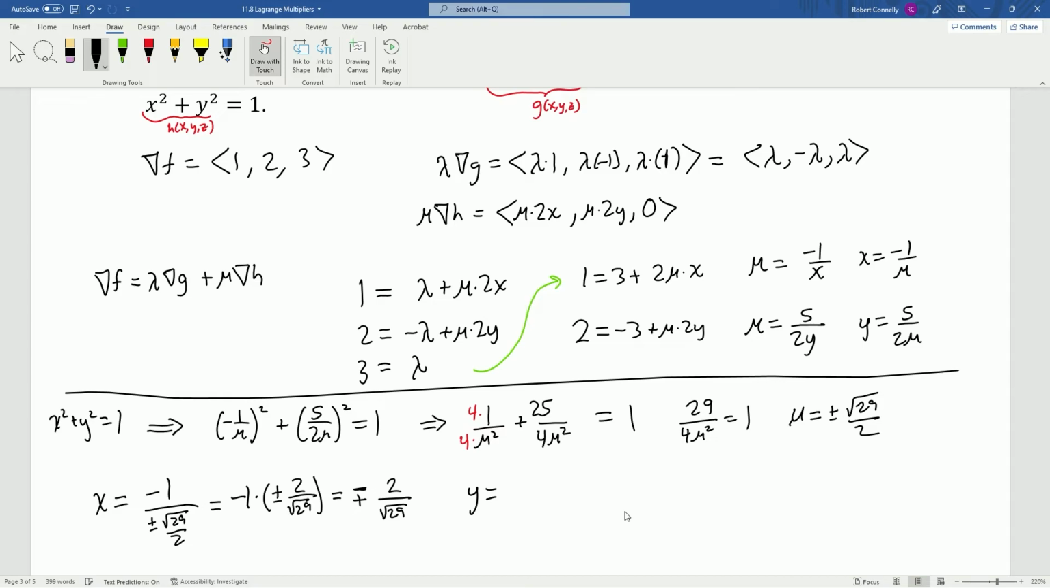And now for y, we've got 5 over 2 times plus or minus the square root of 29 over 2. So the 2's here cancel. And this is just plus or minus 5 over root 29. So notice that when mu is positive, x is negative and y is positive. So just keep that in mind. The x and y values in this case are always going to have opposite signs.